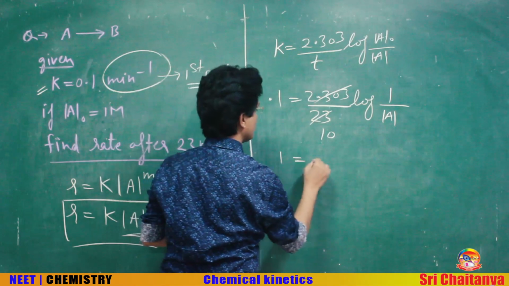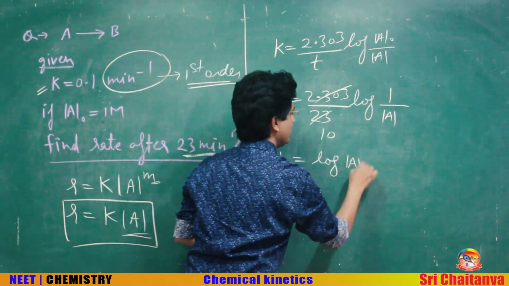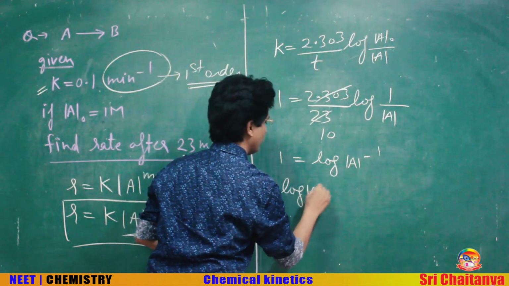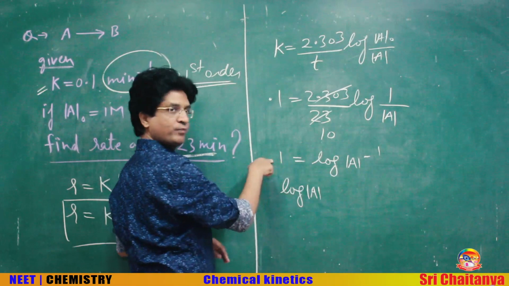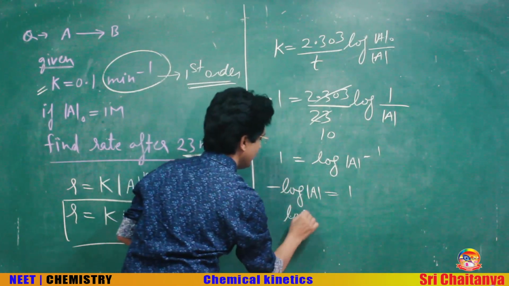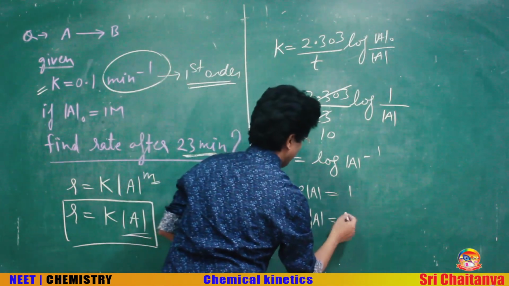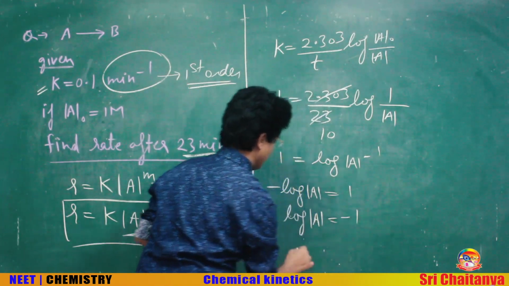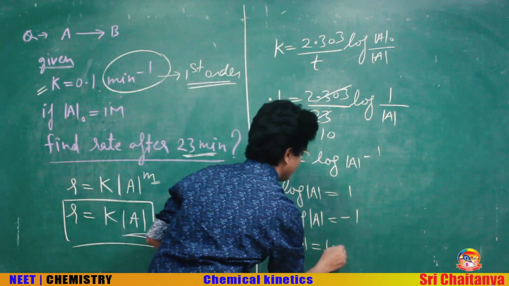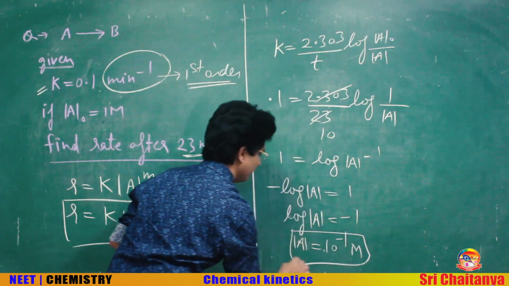So 1 equals log of 1 by A, which can be written as A inverse. So rearranging, this is minus log A equals 1, or you can say log of A will be minus 1, or you can say A will be, take the anti-log now, that will be 10 to power of minus 1 molar.